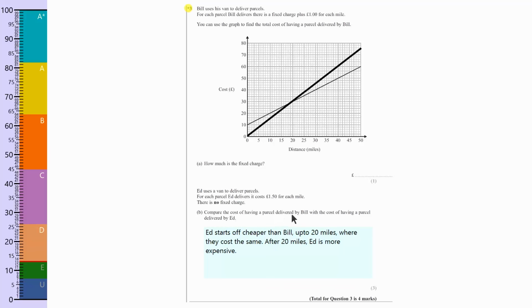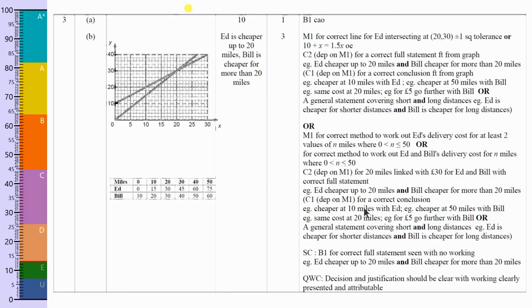It says compare the cost of having a parcel delivered by Bill with the cost of having a parcel delivered by Ed. Well, I've absolutely answered that question because I've said that Ed starts off cheaper than Bill, because down here it's cheaper, up to 20 miles. There probably should be a space there. Can I be bothered to change it? Yeah, I can. Okay, where they cost the same. After 20 miles, Ed is more expensive. And that is an absolutely acceptable answer, but try and make sure that you write a complete answer which is related to the question. So let's have a look at the mark scheme for this question.